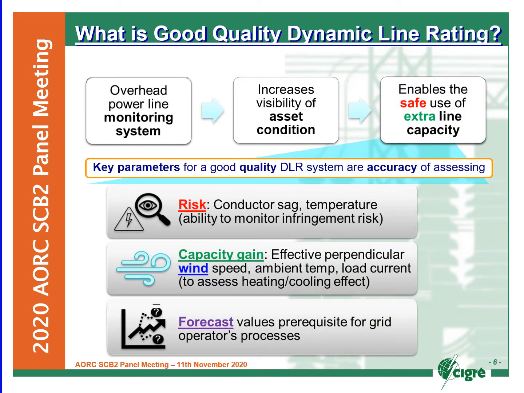So the key aspects for a good quality dynamic line rating system that maximizes extra capacity without compromising safety risks are that you need to measure with sensors the conductor sag, the effective perpendicular wind speed, the load current, and the ambient temperature. This will give you the most accurate real-time observability of safety limit infringement risk, the maximum sag or the clearance infringement, and the conductor temperature.